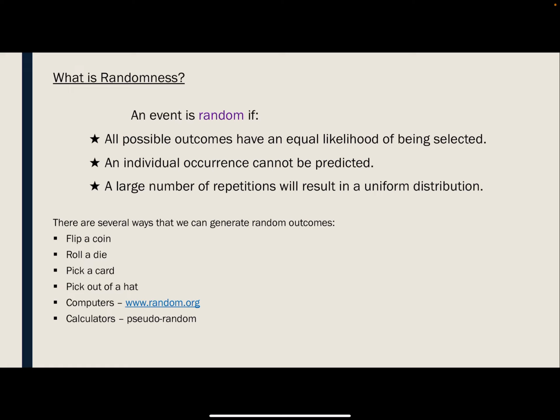There are a few other ways that we can generate random outcomes. We can flip a coin. We could pick a card out of a deck of cards as long as we've shuffled that deck a whole bunch of times. Another one is to pick a name out of a hat. Probably the best way is to use a computer. There's a good website at random.org where you can generate random numbers. Our calculator will generate pseudo-random numbers, meaning they've used an algorithm to create random numbers and therefore they're not actually random. But they're close, and for the purposes of this class, they're close enough.